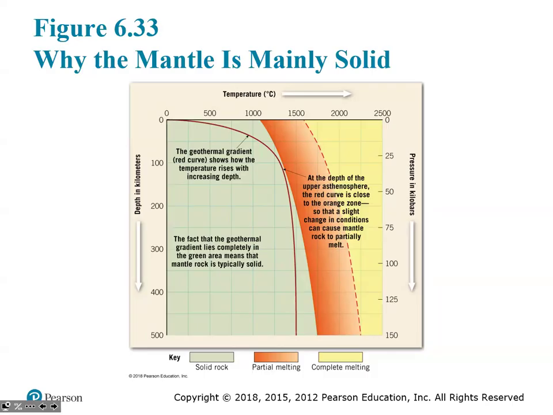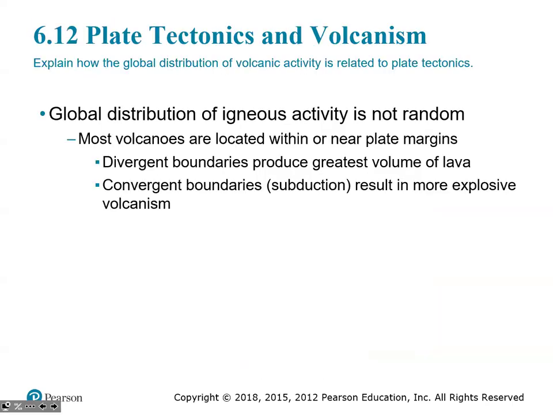If you have a decrease in pressure, it effectively moves it up into the partial melting. If you have something that increases the temperature, it can move it to the right into the partial melting. And if you have something like adding water, that would move the red a little closer and start the melting. So that's why the mantle is mainly solid, but it's very close to being liquid here, which is part of why it flows so easily there.